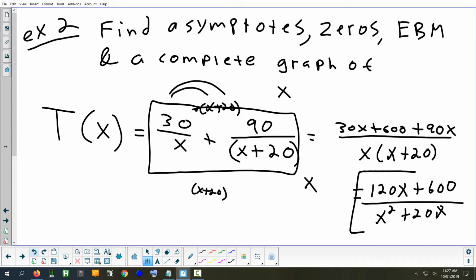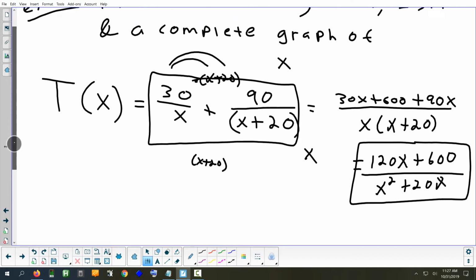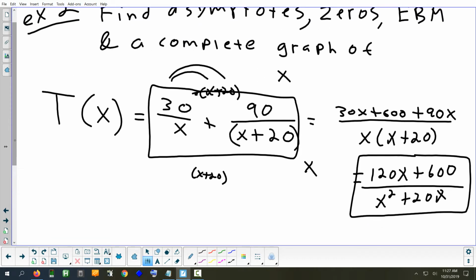Okay. That's the same equation. Now I'm just set up to do everything. I got the combined version. I got the separate fraction version. I can figure out anything you want pretty easily now. Okay, let's start with the asymptotes. It's a lot easier to go back to the original, because to find verticals, you need to have the bottom factored. And in the original, it already is.